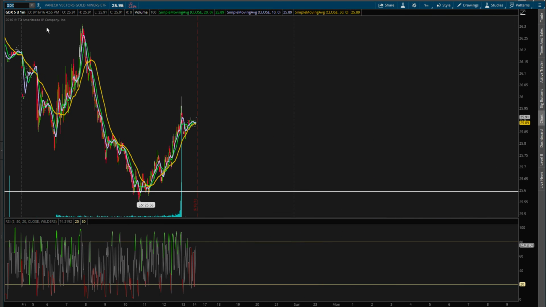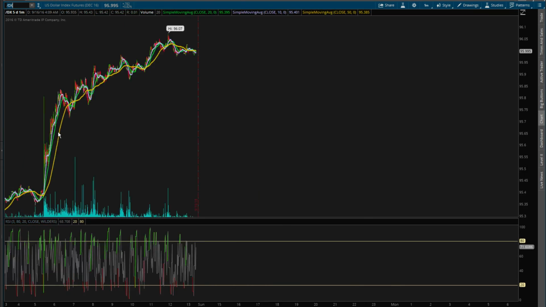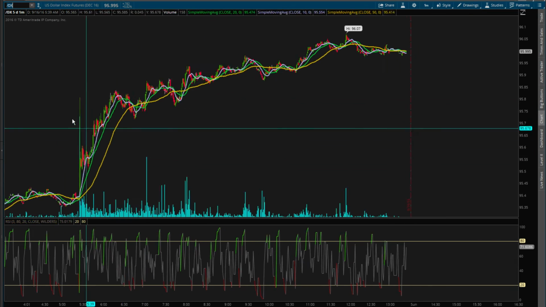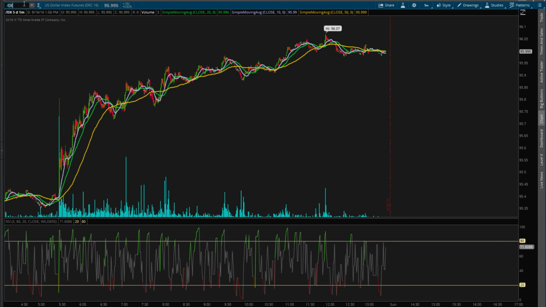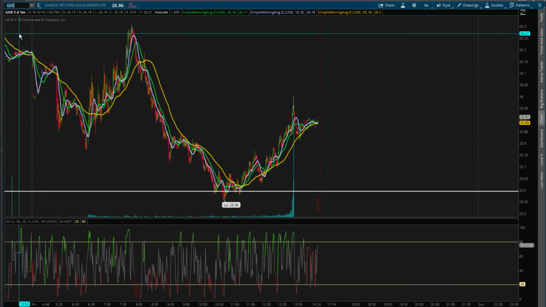Same thing with GDX. There's a lot of economic shocks that factor into gold. You have to look at GDX, you have to look at the dollar index, you have to look at all these things in order to really get a clear read on gold. You'd have to look at gold itself as well as GDX. So there's a lot of factors that go into it.